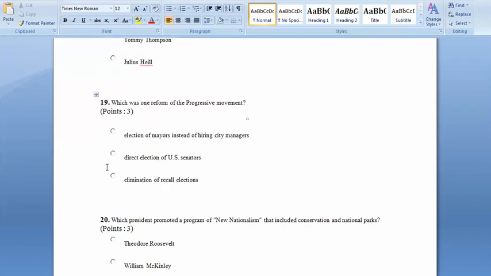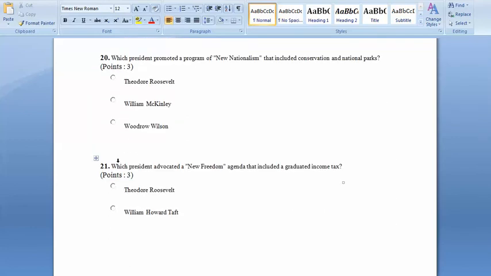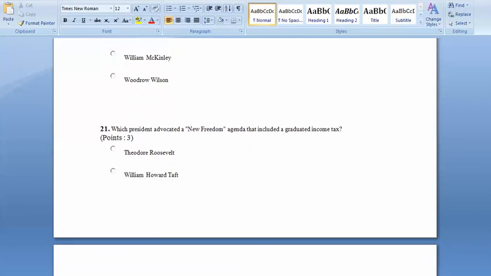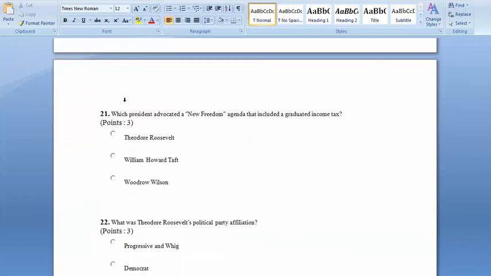Number 19, which was one reform of the progressive movement? Election of mayors instead of hiring city managers, direct election of U.S. senators, or elimination of recall elections? Number 20, which president promoted a program of new nationalism that included conservation and national parks? Theodore Roosevelt, William McKinley, or Woodrow Wilson? Number 21, which president advocated a new freedom agenda that included a gradual income tax? Was that Theodore Roosevelt, William Howard Taft, or Woodrow Wilson?